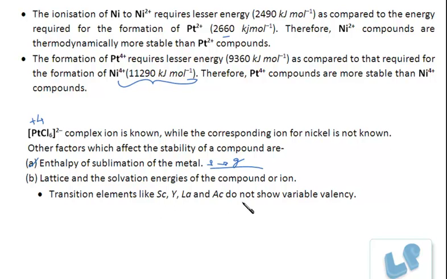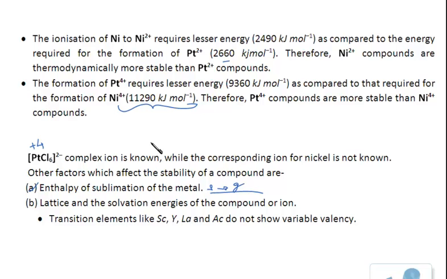Scandium, yttrium, lanthanum, actinium do not show variable valency. This I have already told you. So the stability of any ion or formation of a compound of a transition element with any oxidation state depends on the ionization energy, the enthalpy of sublimation of the metal, and the lattice and the solvation energies of the compound or ion. In the case of nickel and platinum, we have found it with the help of ionization energy only.